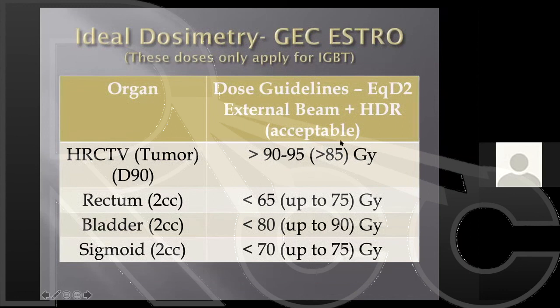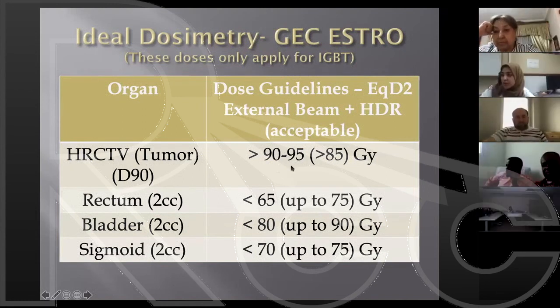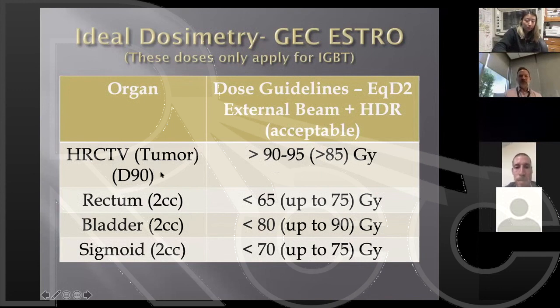Yeah, it's a little bit complex. Numbers in parentheses are acceptable, but the first number is optimal. So they say you should get a high-risk CTV dose of greater than 90 to 95 Gy EQD2 when you're using D90, the dose to 90% of the volume. But acceptable is to get greater than 85. And like I say, in practice, in our clinic, for 40% of patients we stick with 85 or higher because we simply cannot get the high D90s that are required to get to 90 to 95 Gy unless we start adding needles. But remember, GEC-ESTRO says this is acceptable. They say shoot for this, but this is acceptable.